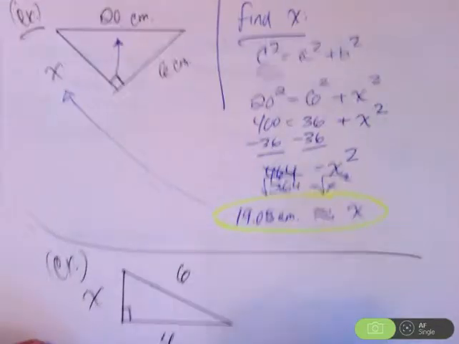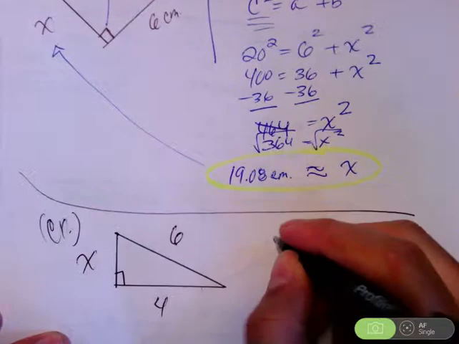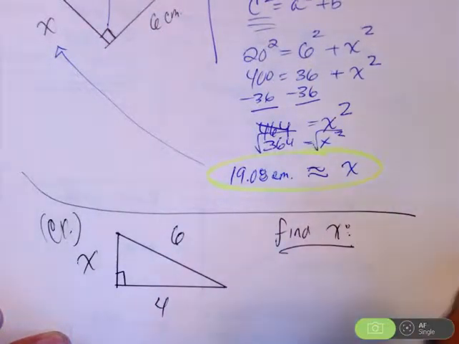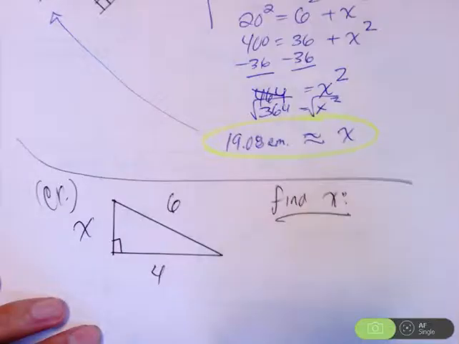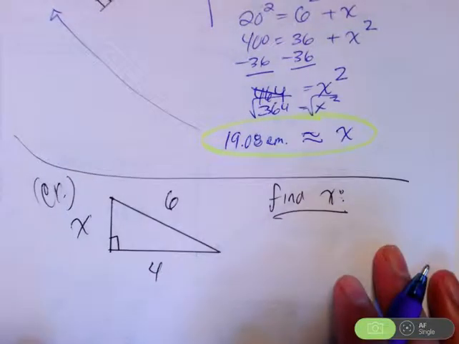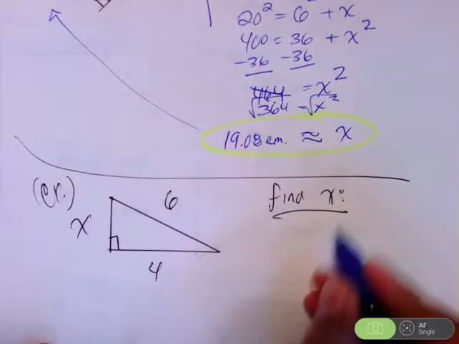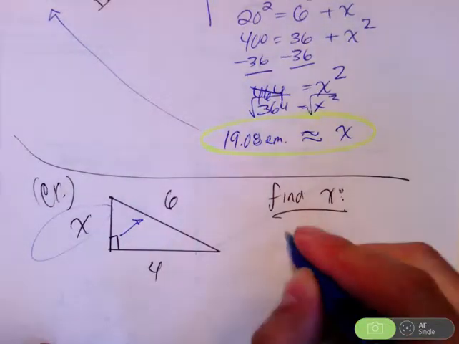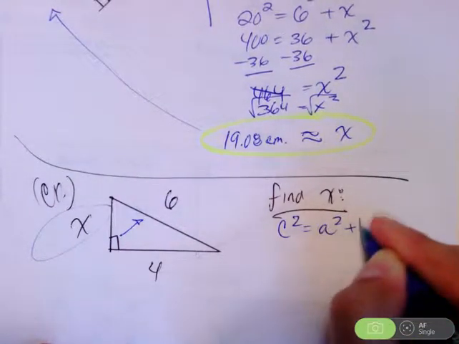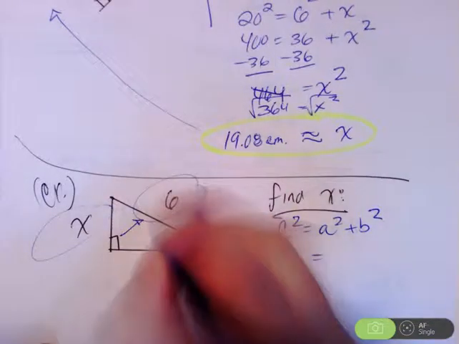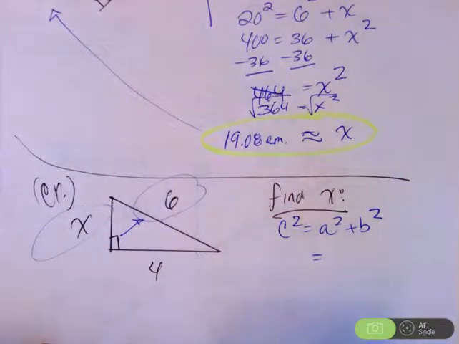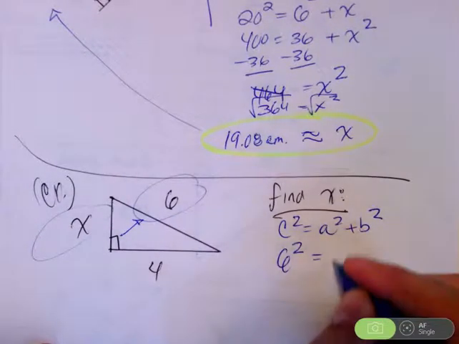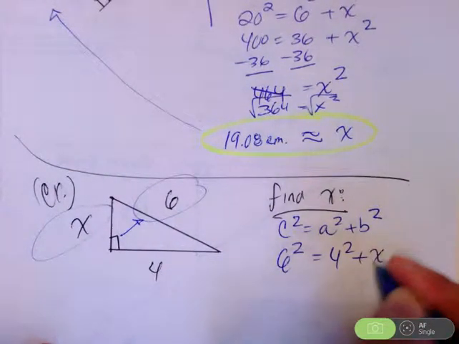Okay, but I'm going to bump it up because we're going to run out of time. So we'll say this is one where you would leave it in radical form. This is actually a good one right here. So if you want to find x, you're going to identify the hypotenuse, which is 6. So we're going to write c squared is equal to a squared plus b squared. The c squared value is the only one we worry about. 6 squared, 4 squared, plus x squared.